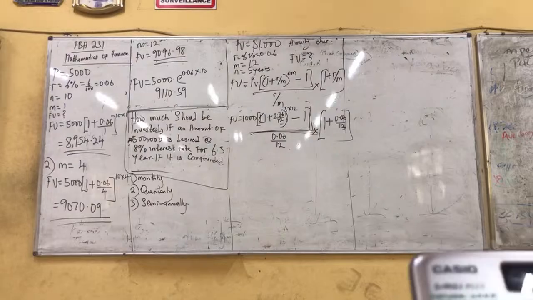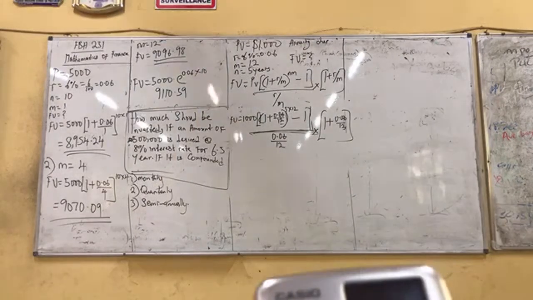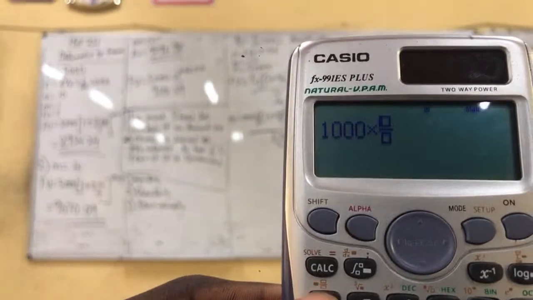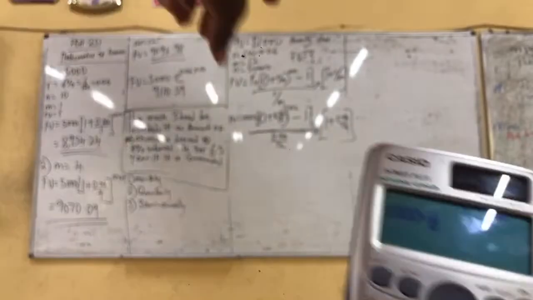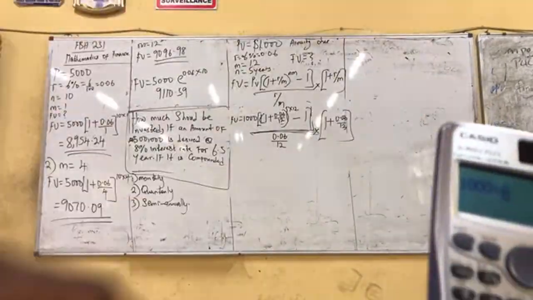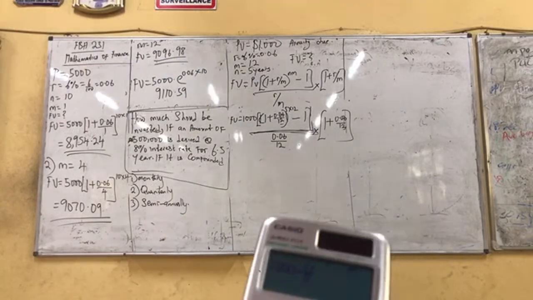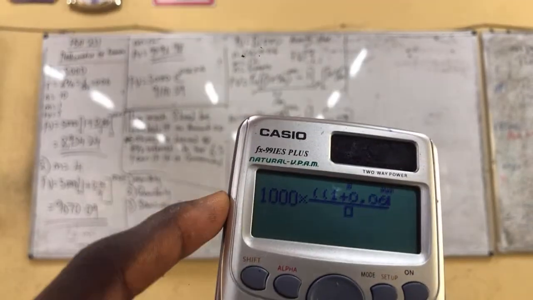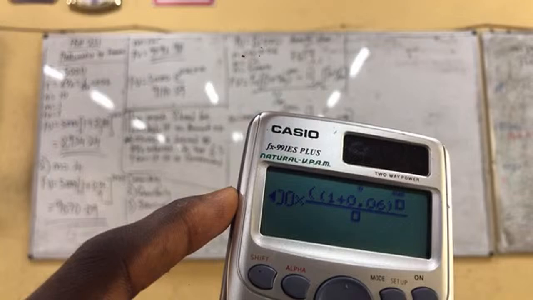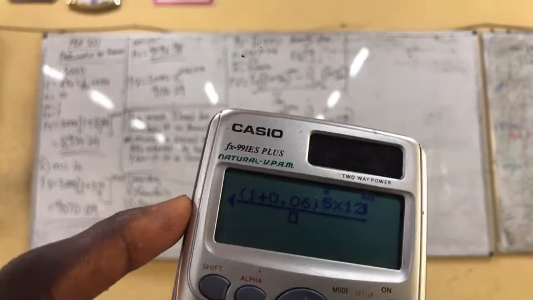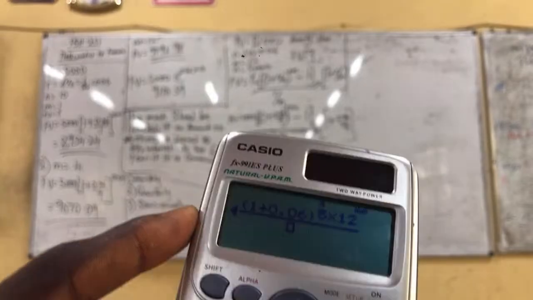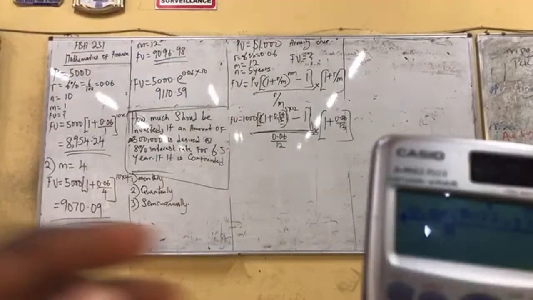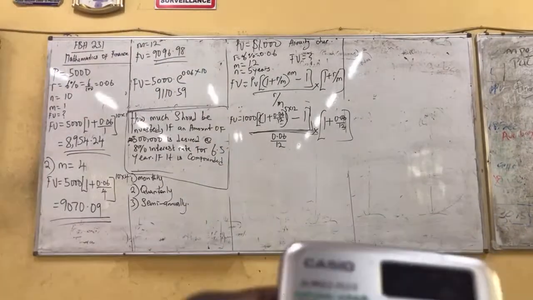Now open the first bracket, then open another bracket and write 1 plus 0.06. Close the bracket, put it to the power of 5 times 12. Then shift your cursor to the right, minus 1. Then you close the bracket. That's all for that top part.